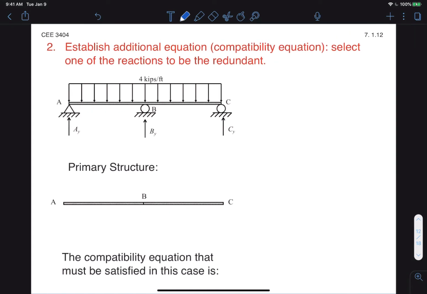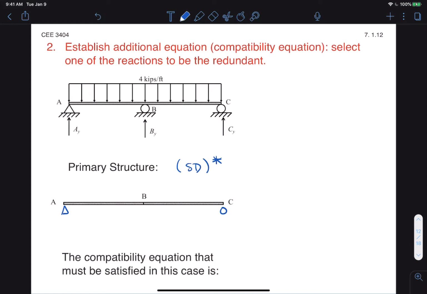The second step is to remove the redundant and establish a compatibility equation. All right, so we've chosen B as our redundant. So we'll go ahead and remove that to establish what we call our primary structure, which should be statically determinate. All right, this is very important. In this case, since we have 1 degree of indeterminacy structure, we only need to remove 1, but we may need to remove more in other cases. So after removing B, we get the following primary structure: pinned at A and roller supported at C.